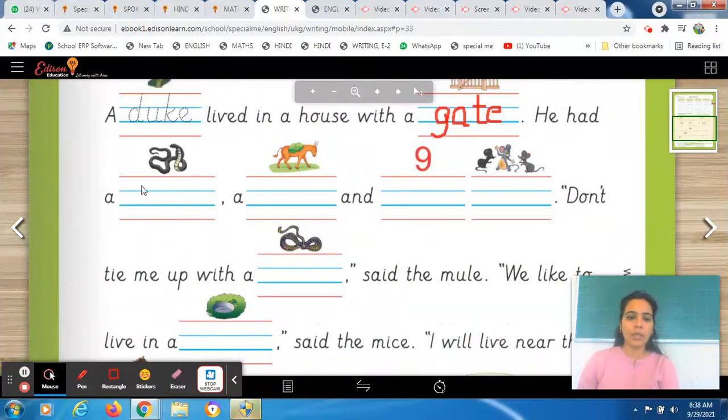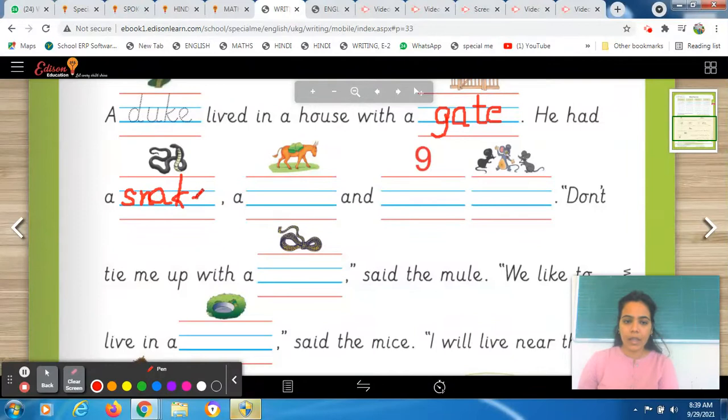In this way you have to do the rest. Now we will come to the next picture. What is this? Snake. You will write snake over here. The S sound comes from S, the N sound comes from N, then A, then K. Snake. Snake, right? Alright, now come to the next picture, students.